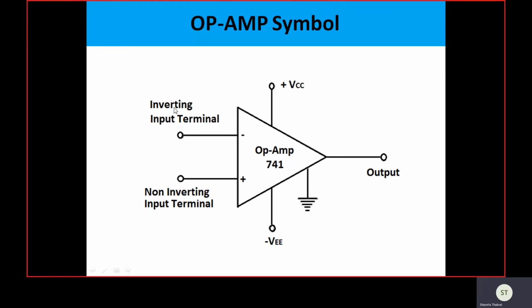Now why is this terminal called the inverting input terminal? Because the input applied here will be amplified, but that will be inverted at the output terminal. And this is called the non-inverting input terminal, because the input applied here will again be amplified, but that will be obtained in the same phase at the output terminal as the input signal.